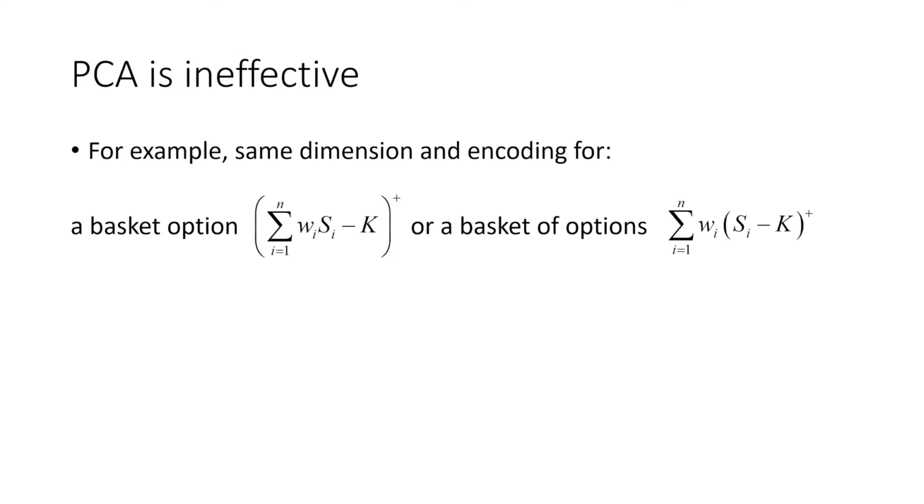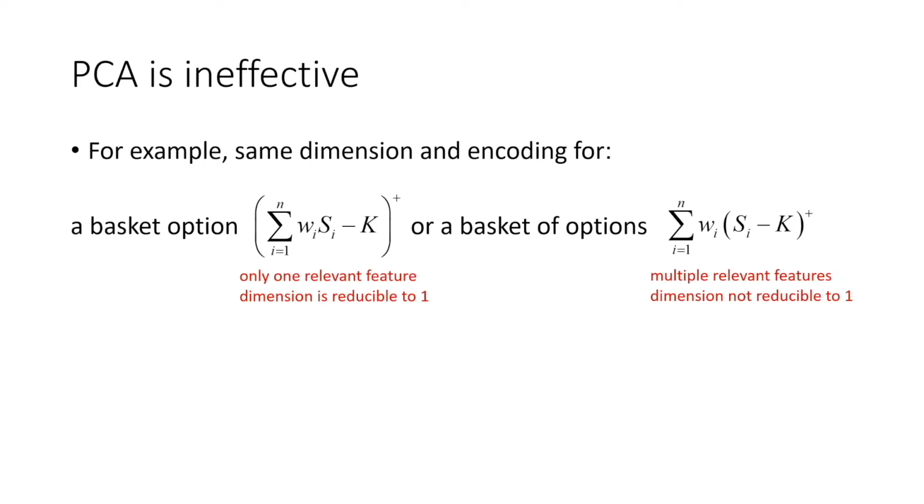For example, PCA gives the same dimension P and the same p-dimensional encoding L of a state X for an option on a basket or a basket of single stock options. But we have seen that a basket option only depends on one feature of a state, the underlying basket, so dimension is reducible to 1, at least under the Gaussian assumption, whereas the basket of single stock options depends on multiple features, so dimension is generally not reducible to 1.